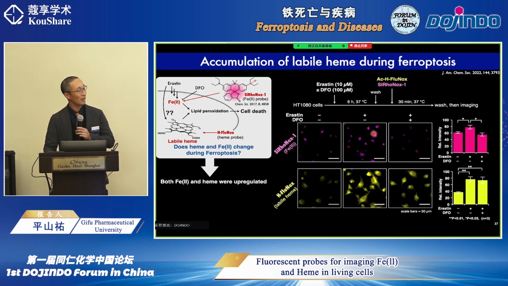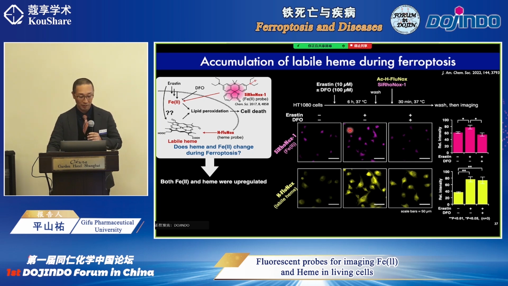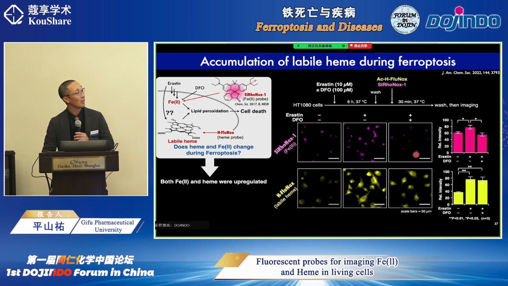Then erastin was added to cells, and the cells were stained by our pair of fluorescence probes, and we observed fluorescence increase in the erastin-treated cells for the Fe2+ selective probe, as I showed before, and DFO suppressed the fluorescence increase in the Fe2+ selective fluorescence probe channel. In contrast, erastin-induced cells showed upregulation of labile heme, but DFO did not affect its fluorescence. It is because DFO cannot chelate heme itself. So we need further experiments in this case too.